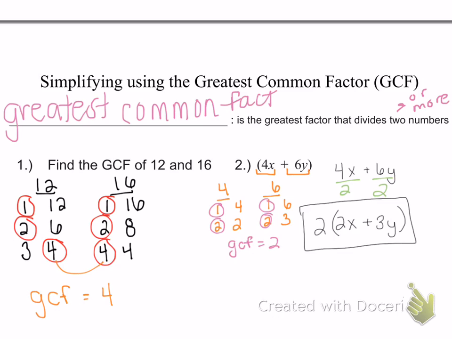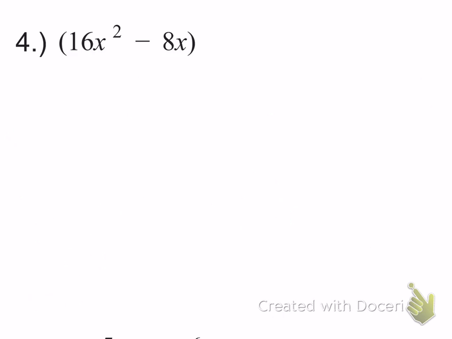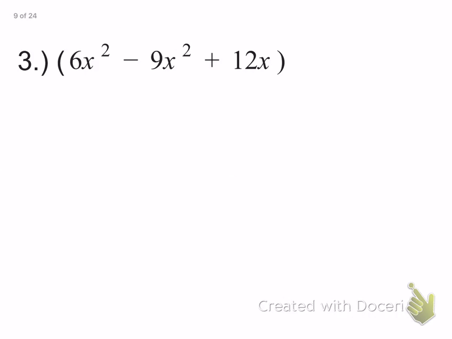Okay, let's go to number 3. Let's see, where did it go? Alright, there's number 3. So we have 3 different terms in this problem: 6, -9, and 12. Feel free to list out each factor of 6, 9, and 12 and see which one would be the greatest of them all, but that would probably take a little bit of time.